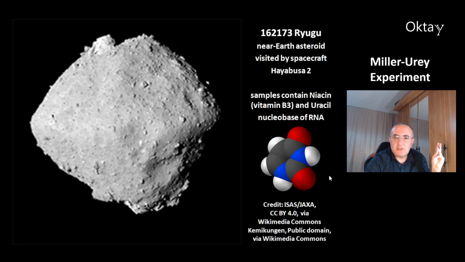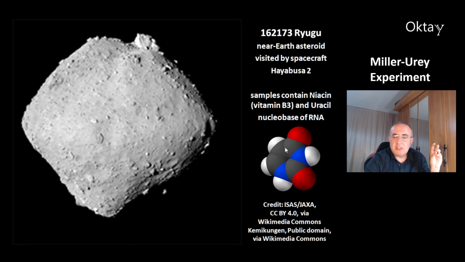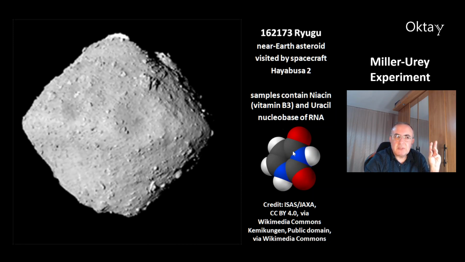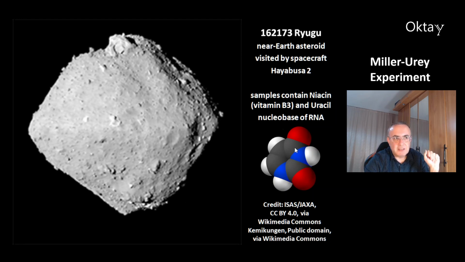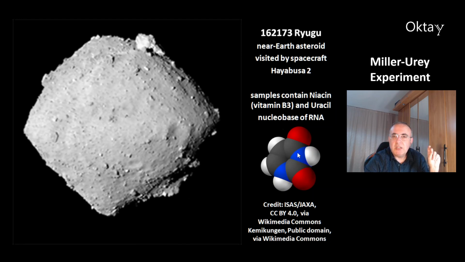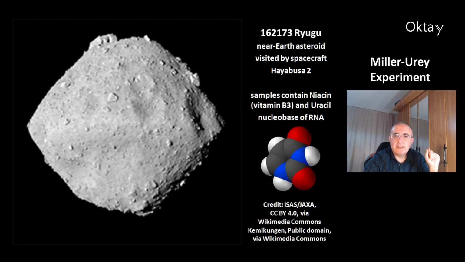This is the formula of uracil. This is called a heterocyclic compound because it has a ring which contains atoms other than carbon. Carbon atoms are in black, blue are nitrogen atoms, red are oxygen atoms, and white are hydrogen atoms.